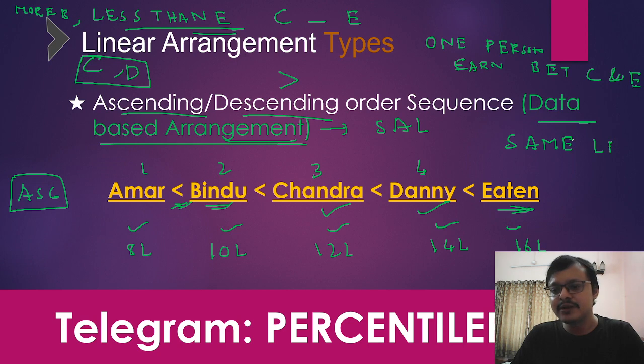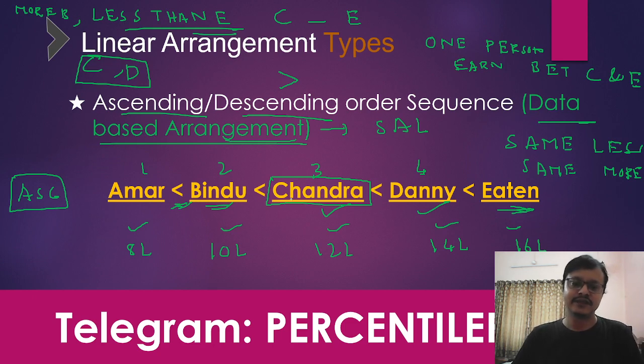Same number of people earning less and same number of people earning more, what does it mean? It means right at the center. Just like you had for linear arrangement, if they give you same number of people earning less and same number of people earning more, that can only happen for the person seated at the center. For example, for Chandra, there are 2 people who are earning less, 2 people who are earning more. So that would automatically mean they are seated at center.